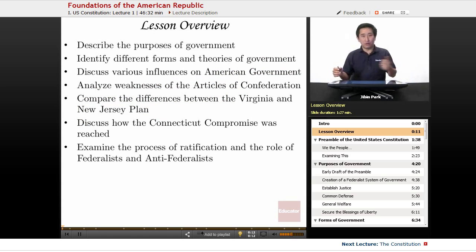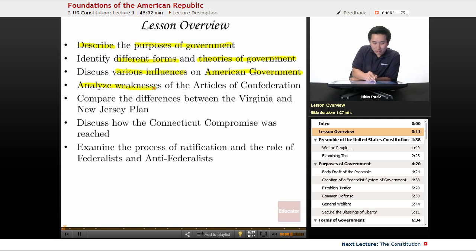So in today's lesson overview, we're going to describe the purposes of government. So what's the point of having government? We're going to identify the different forms and theories of government. We're going to discuss the various influences on American government in particular. What are the influences that the founding fathers had when they constructed the Constitution?